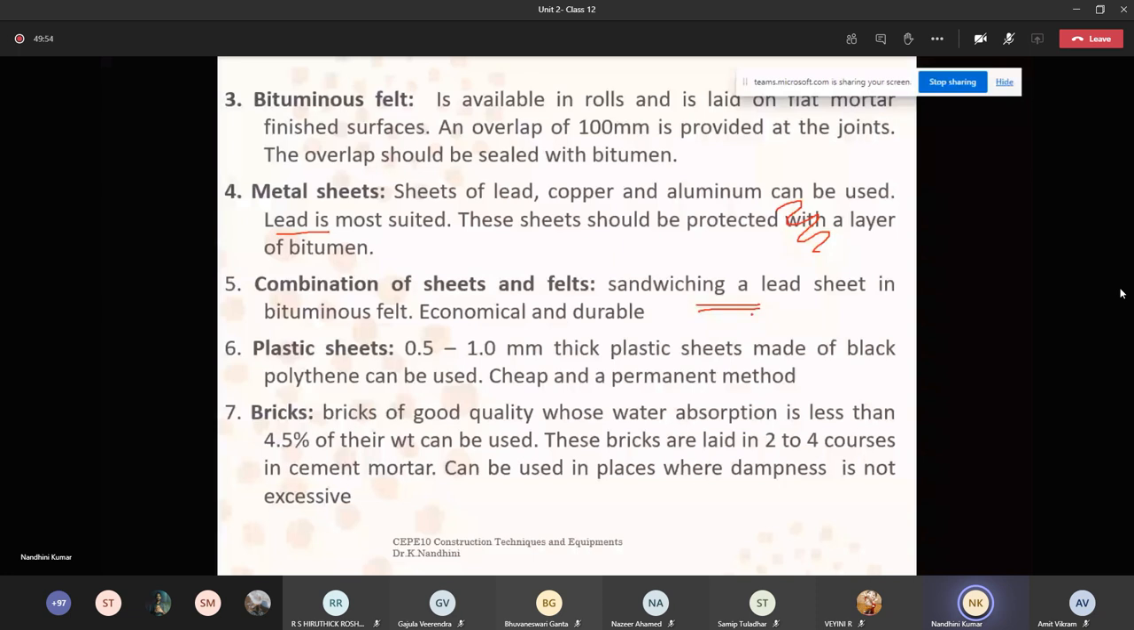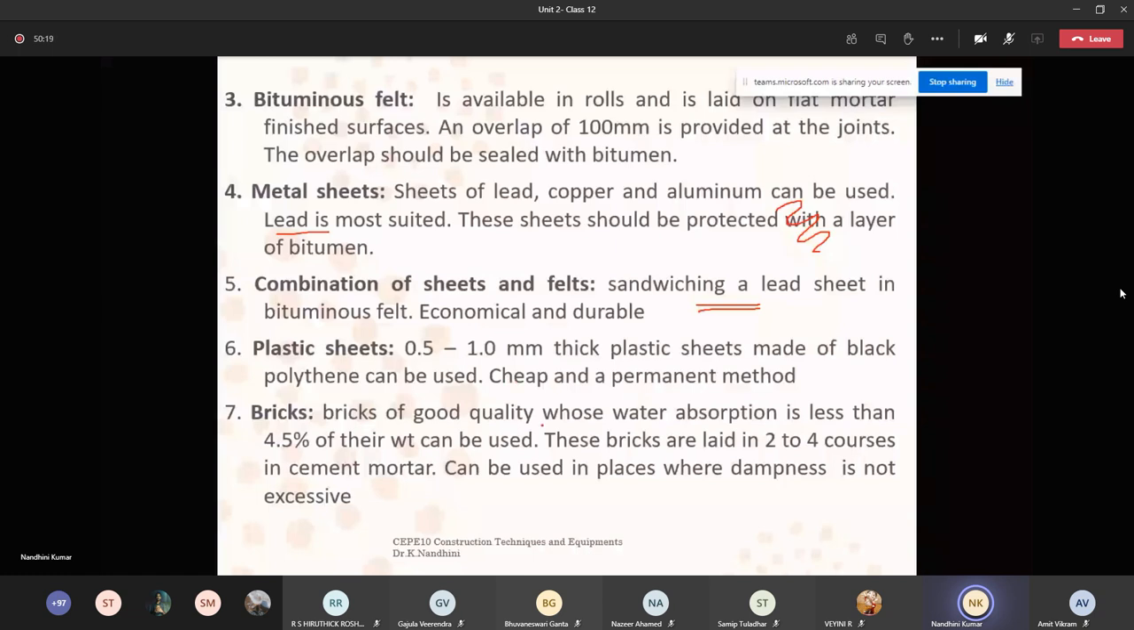Plastic sheets. Plastic sheets of 0.5 to 1 mm thickness are utilized. That will be black polythene sheets. Don't think of normal polythene sheets. You have a special type of polythene plastic sheets for this damp proofing. Cheap and a permanent method. This is a very good solution where it will not allow water to pass through this material.